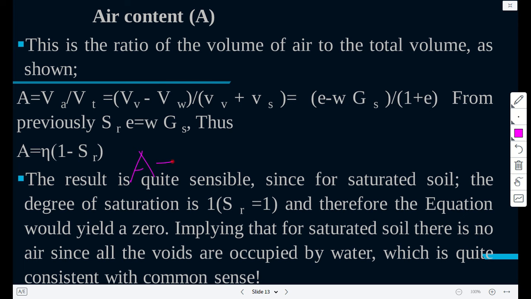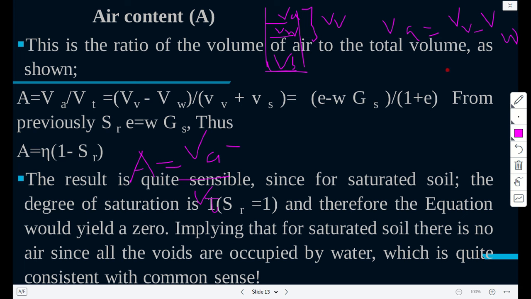So air content is the volume of air over the total volume. But remember, you remember this? This is the volume of solids, sorry, then volume of water, and then volume of air. But this is called the volume of voids. That means volume of air is the volume of voids minus volume of water, but the volume of voids is E from the previous derivation, and then volume of water is WGS.